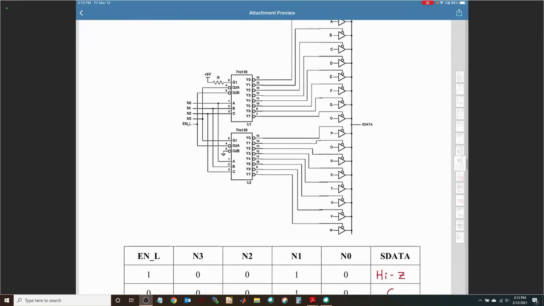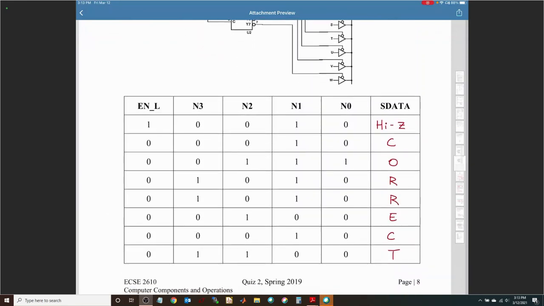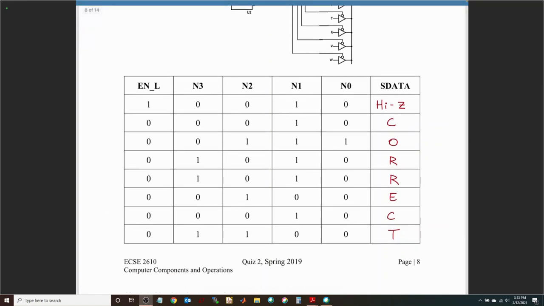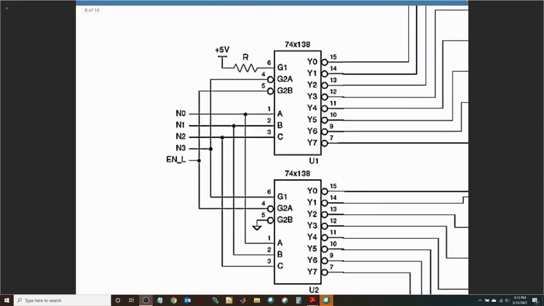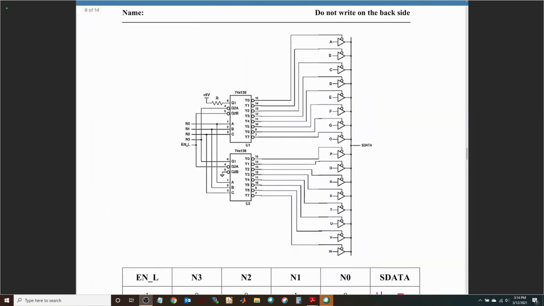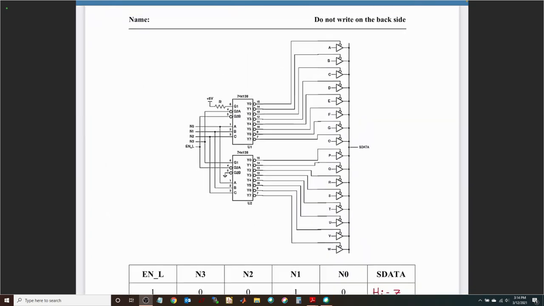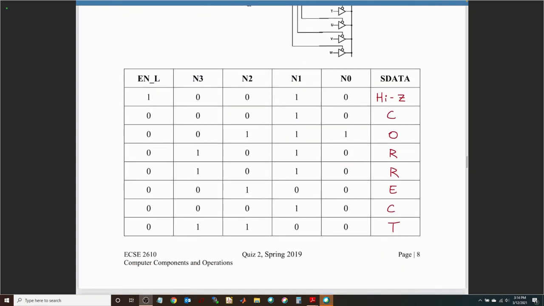And what did I ask the students to do? I simply asked the students to tell me what S data is going to be, provided I give them the enable underscore L and the four inputs, N3, N2, N1, and N0, right? So essentially I said, I will tell you guys what the inputs are, enable, N3, N2, N1, N0, and then you got to tell me what S data is going to be. And I did that to spell something out. Is there a high impedance state in VHDL? Yes, absolutely there is. There is a high impedance state everywhere, right?